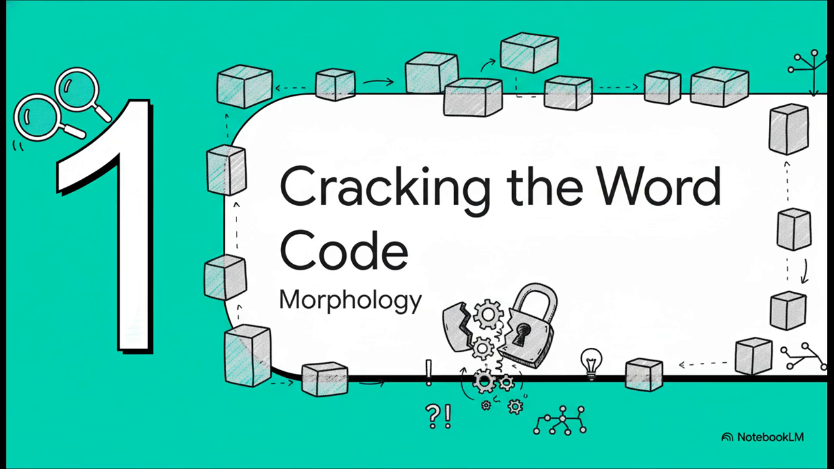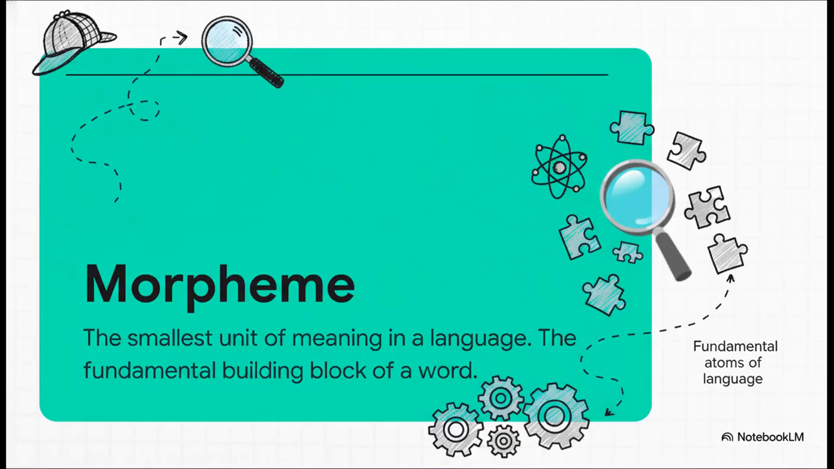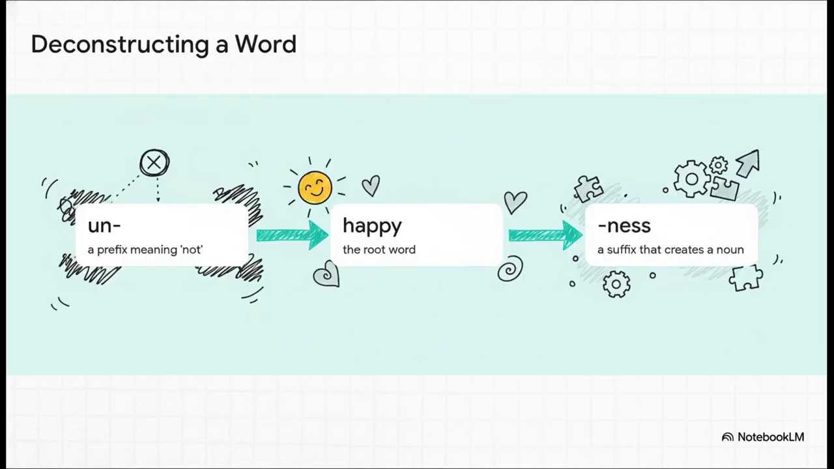Every single word is a clue, and if we crack them open, we can see exactly how they're put together. So the first tool in our detective kit is something called a morpheme. Now, this isn't just a letter or a sound. A morpheme is the absolute smallest piece of a word that still carries its own meaning. Think of them as the Lego bricks of language. Let's break this down with a real-world example.